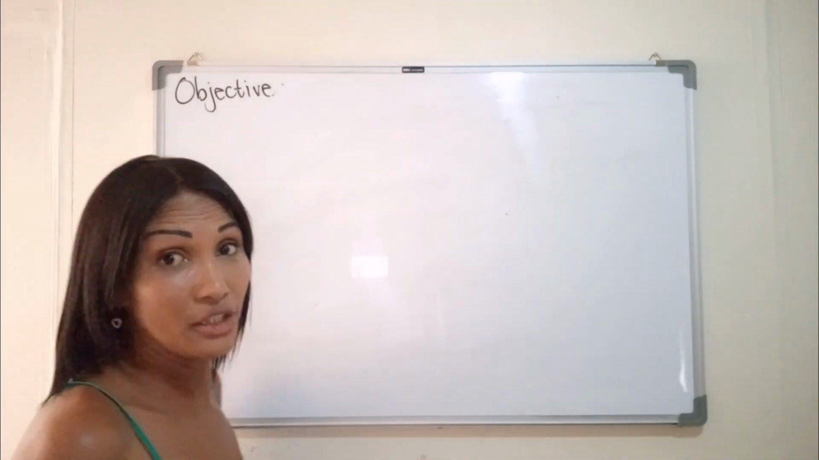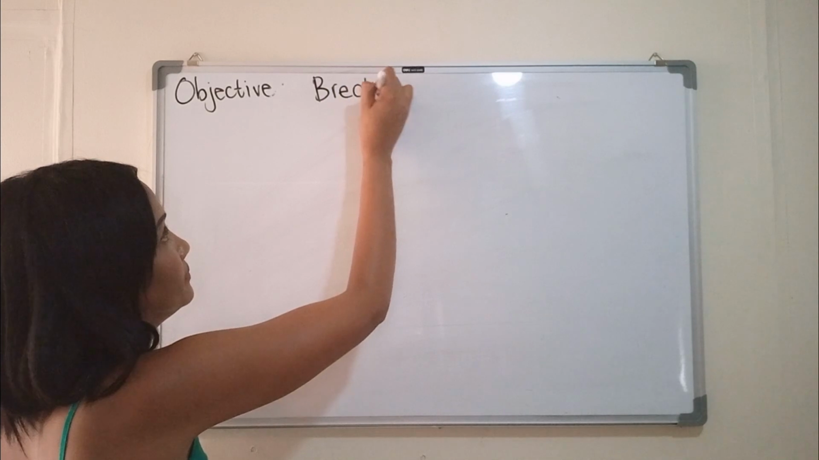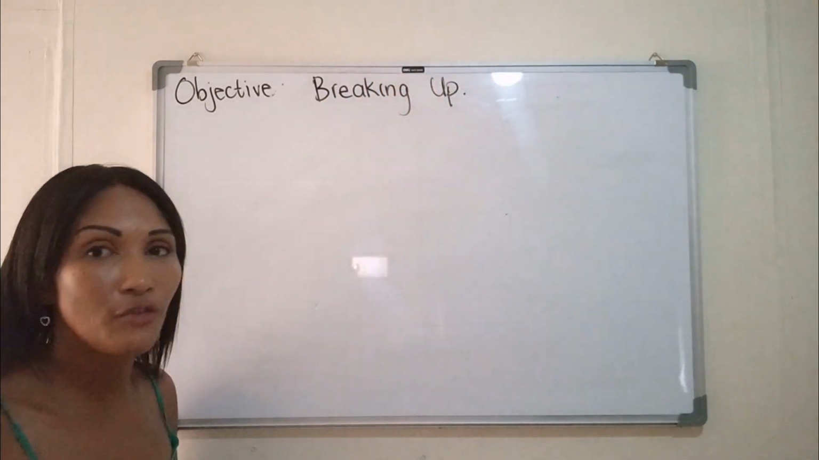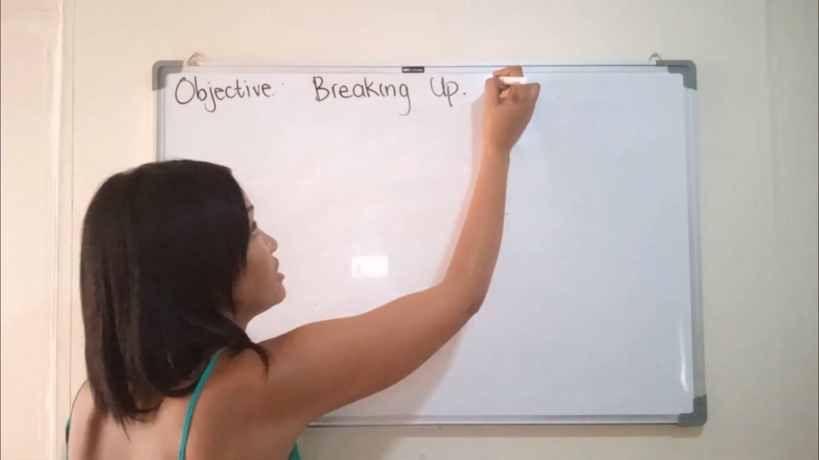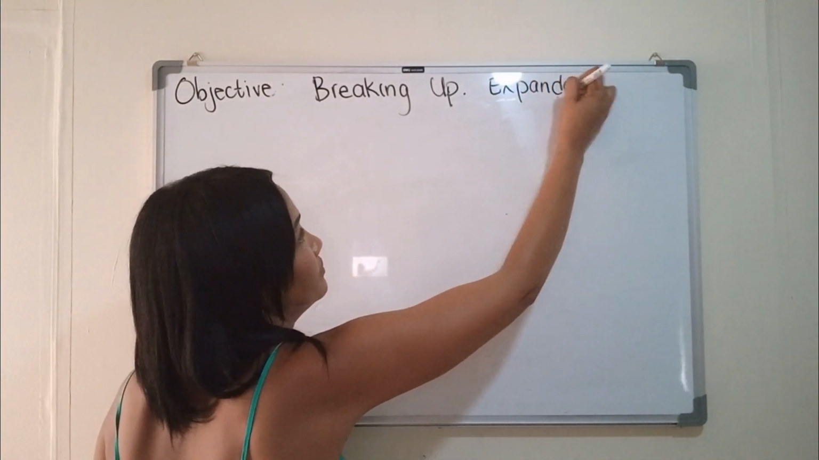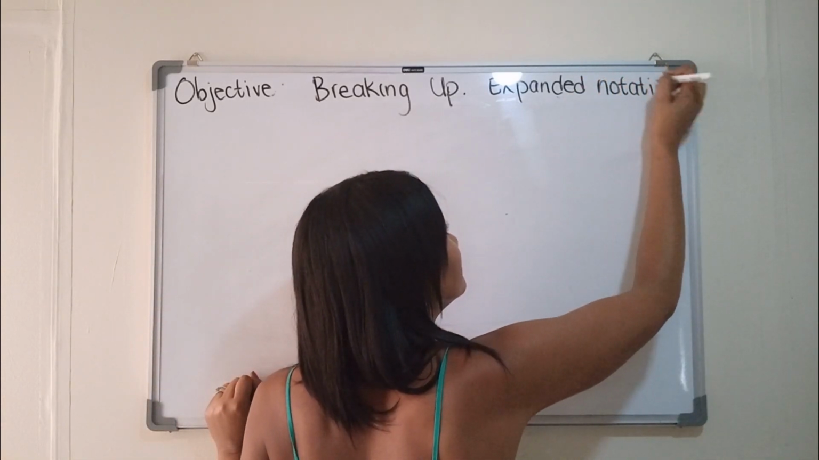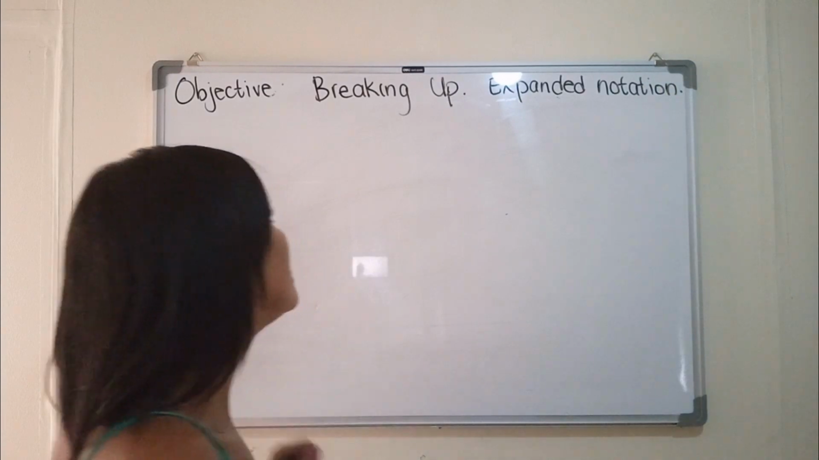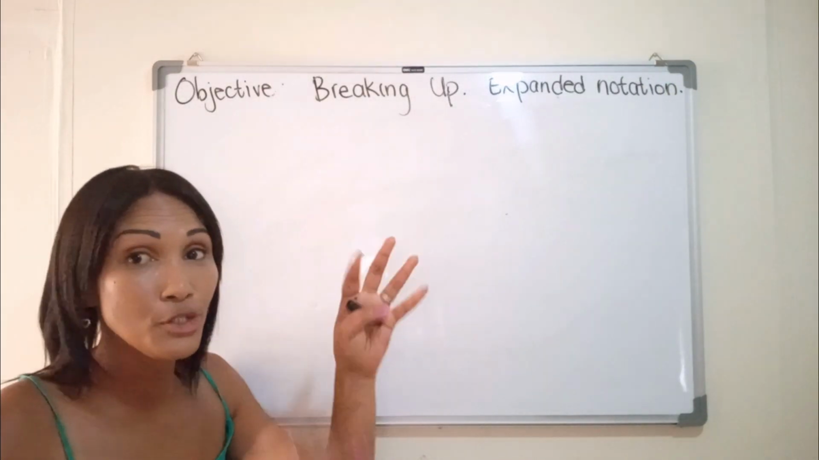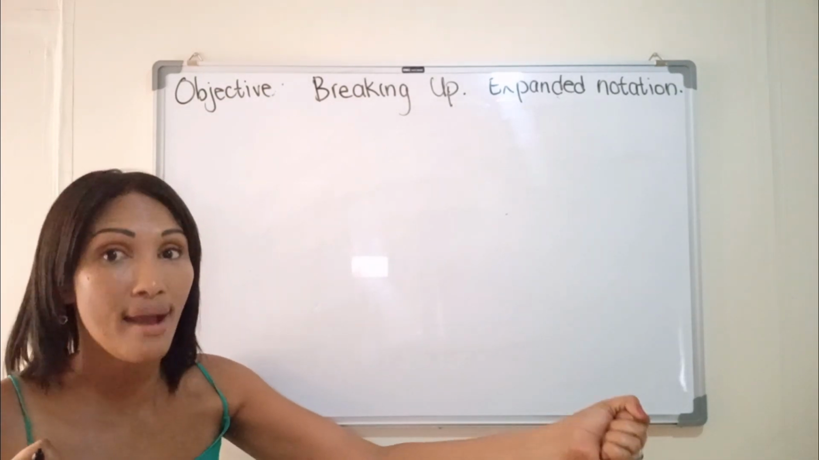My next objective will be breaking up. Another word for breaking up is expanded notation. Right. So breaking up is in the name. What must we do? We need to break it up. Take it apart from each other.